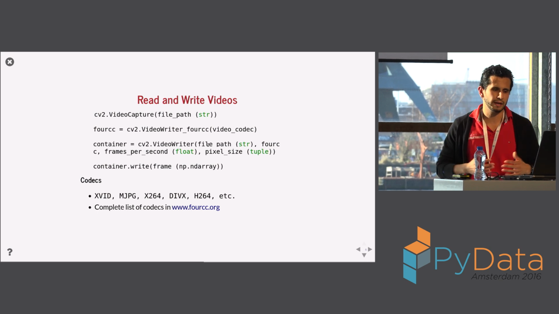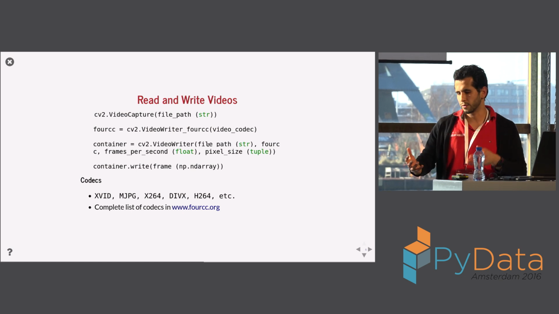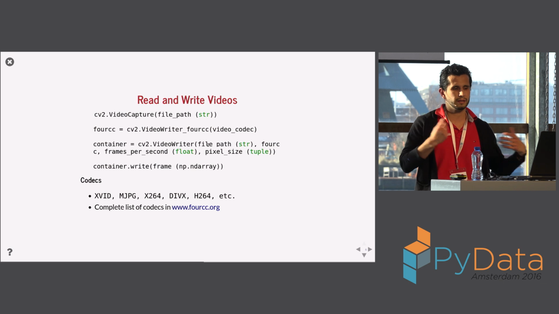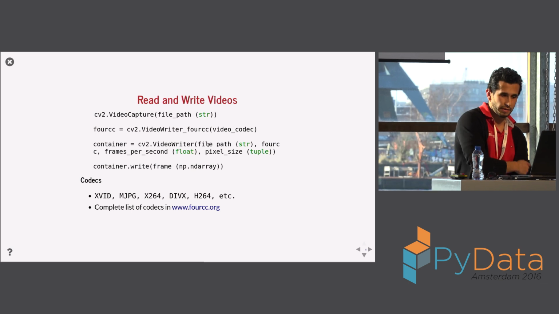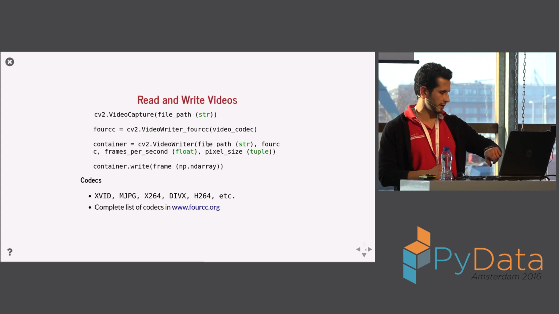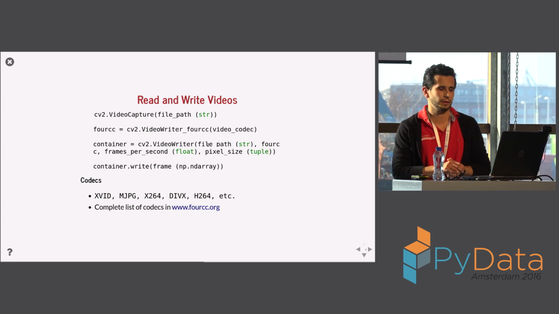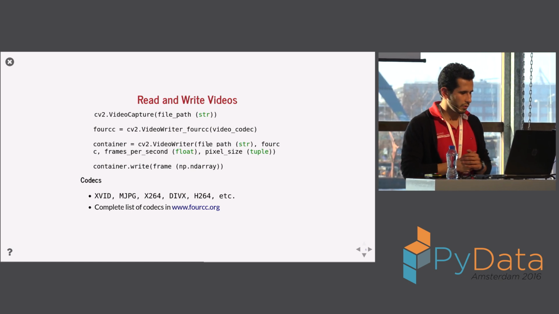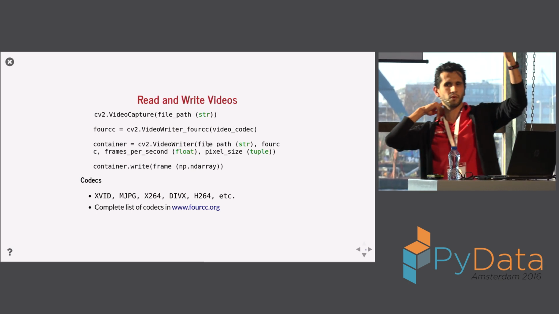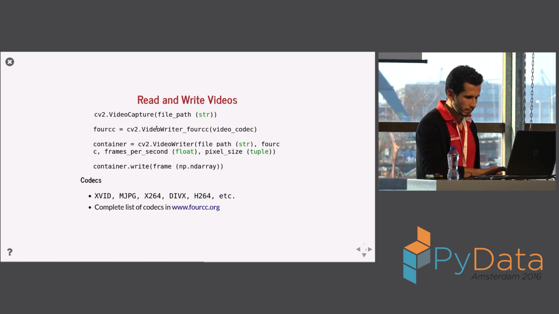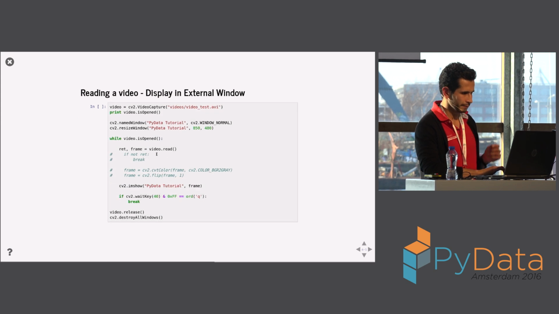And then you define basically a container. In this container, we're going to put all your frames as fast as you want. And then you're basically going to dump that container into a file. For the fourcc, you can define all these types of things like XVID, MJPG, X264, and for all the different ones, you can go to this web page, which has a full list of all the codecs that you can use.